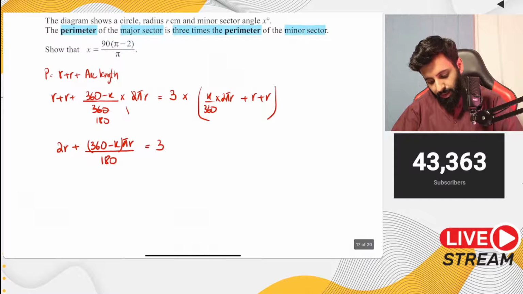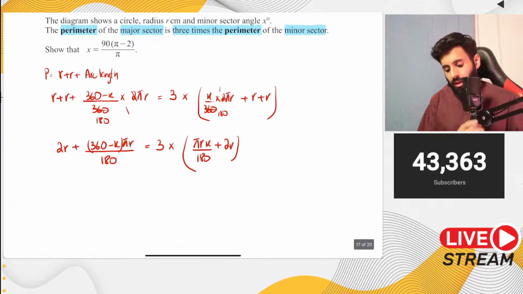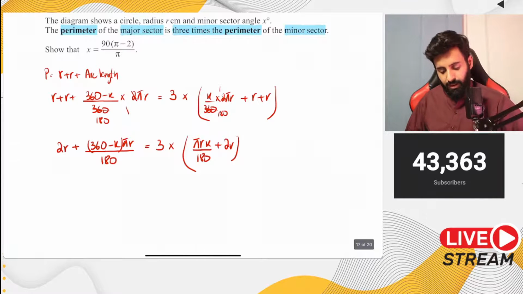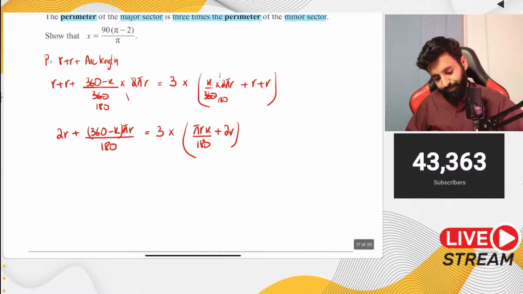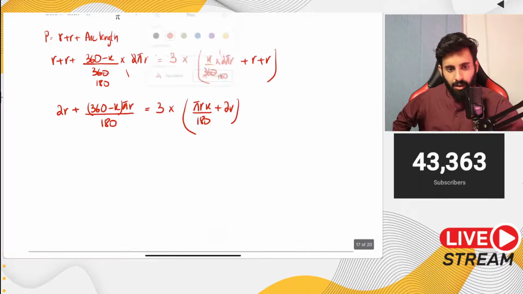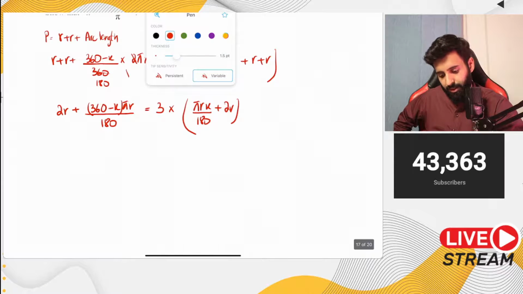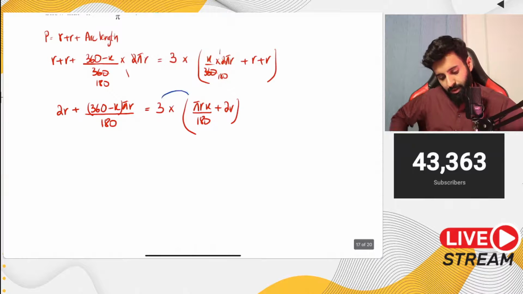And again, same simplification over here. 2 ones are, 2 180s are. 3 into pi r x over 180 plus 2r. Now be careful, you don't want to make a sign error or a calculation error over here. Now let's again try and simplify this. So if we multiply 3 over here, here's what we get.